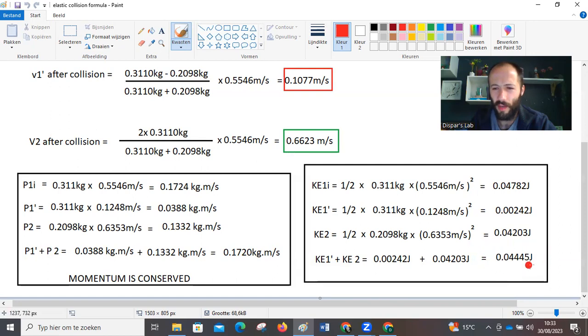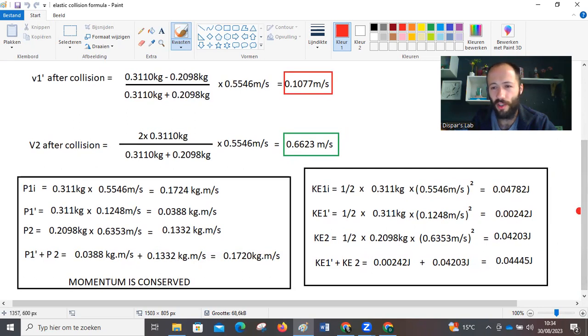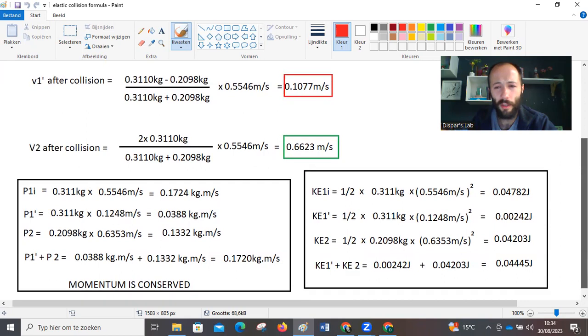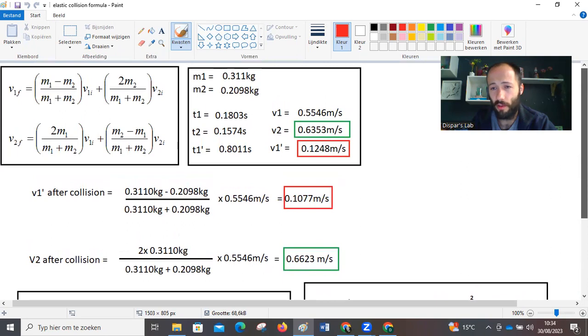So this is after collision, the total amount of kinetic energy, 0.044, and the initial kinetic energy was 0.047. So a little difference. Again, 0.044, 0.047. Not too terribly much. So there's always a bigger chance to lose kinetic energy. Okay, so I think all the results are within the range of acceptable error, which proves that this equation is reliable.